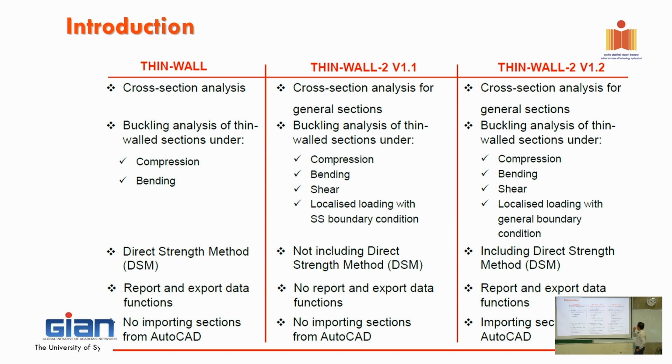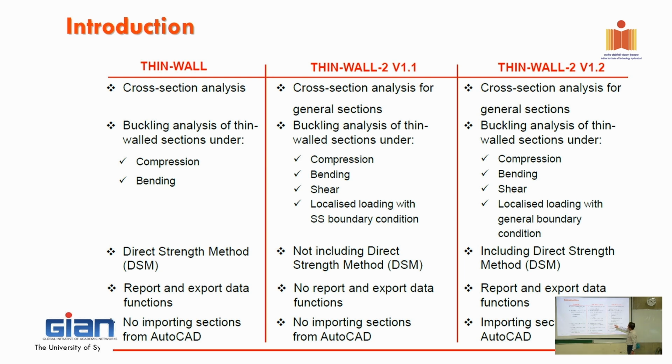Another difference is that when you solve the localized loading, the free version is limited to simply supported at both ends. But if you want another type of boundary condition, fixed end, pin end, or whatever combination of that, you need to use the commercial one. But that's just for localized loading. For compression, bending, and shear, you can do it exactly the same in the free version.